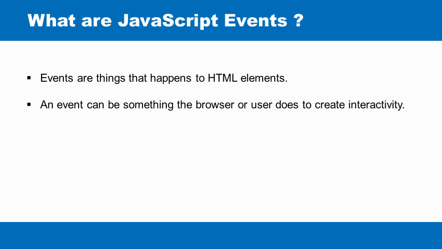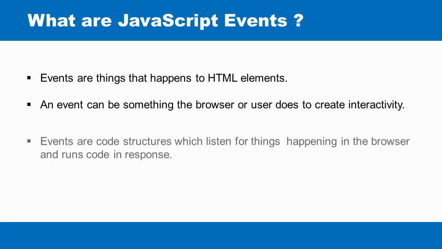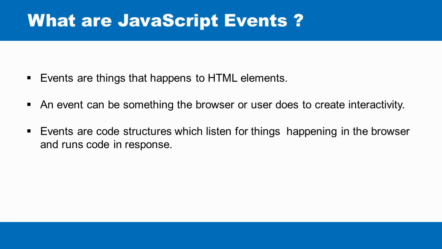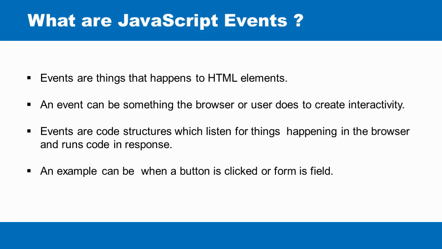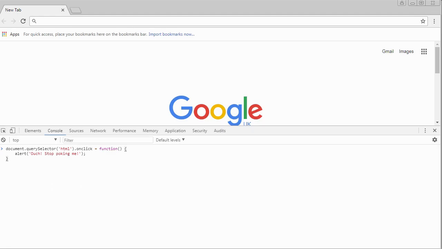So you can look at events as code structures that listen for things happening in the browser and then respond to that by running code. JavaScript will let you execute code when an event is detected. An example of an event could be when you click on a button or when you fill out a form on a website. There are different types of events that can occur.